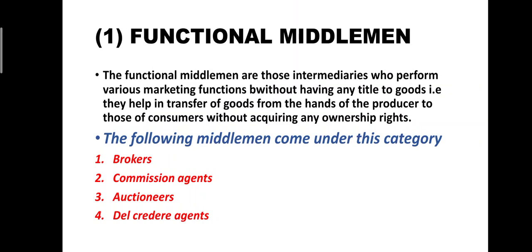What is a functional middleman? Functional middlemen are those intermediaries who perform various marketing functions without having any title to goods. That is, they help in the transfer of goods from the producer or manufacturer to consumers without acquiring any ownership rights. The following middlemen come under this category. There are four types: brokers, commission agents, auctioneers, and fourth, del credere agents. Let's see one by one.